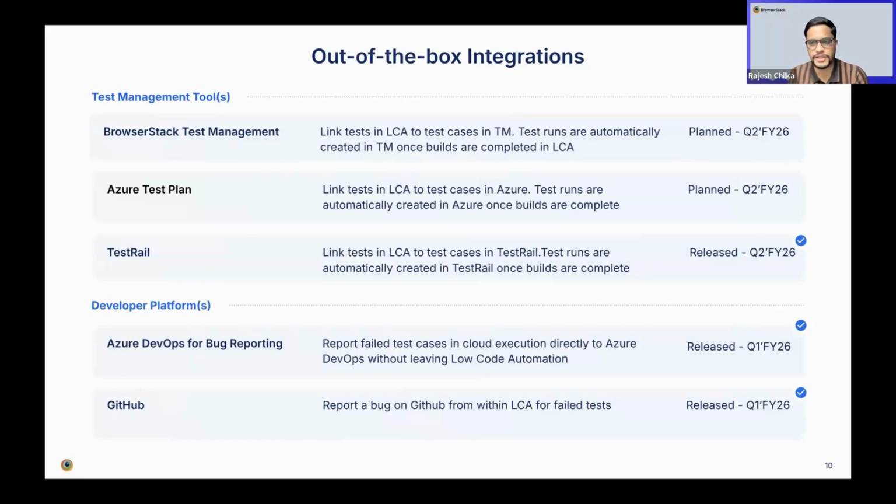So the support for this out-of-the-box integration is already live for TestRail. Currently, we are working on BrowserStack's test management and Azure Test Plans. And in terms of bug reporting, we have released support for GitHub and Azure DevOps to log your bugs when you analyze your build reports.